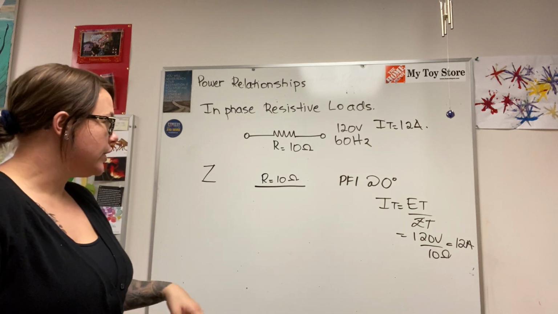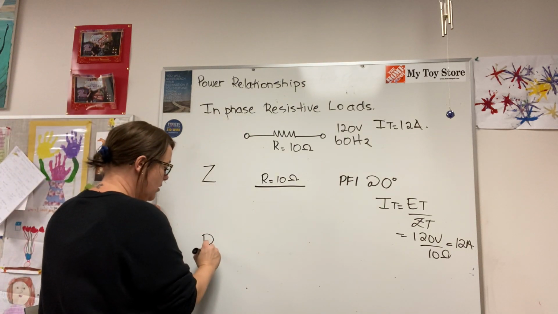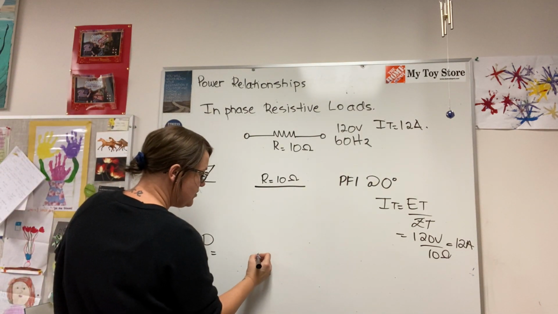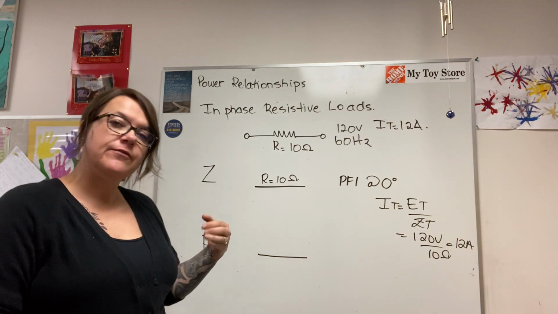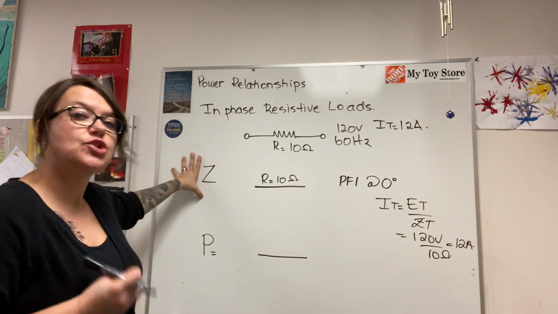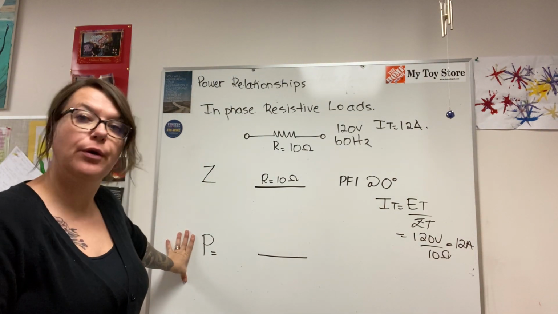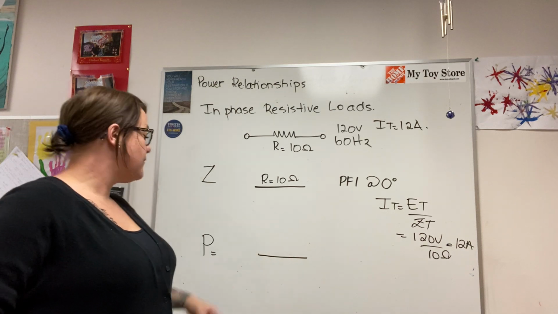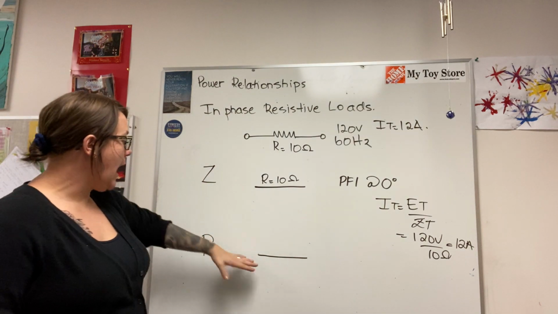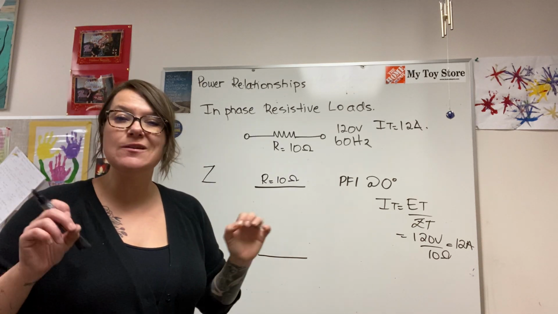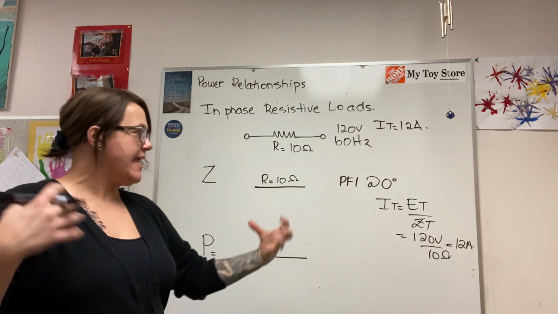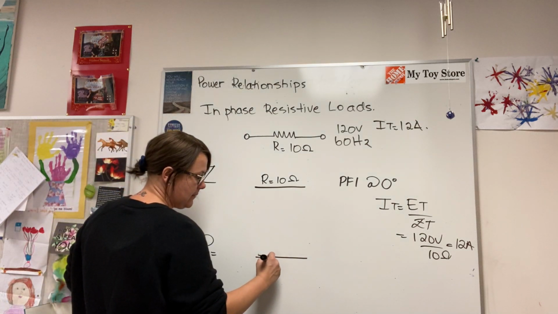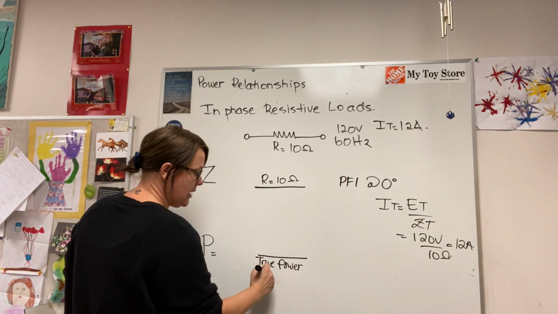Okay, if I want to solve my power or create a power triangle for this resistive load, I would draw a triangle just the same as I did for my impedance triangle, straight. Whatever the power factor is for an impedance triangle would be the same power factor for your power triangle. So a power factor of 1 at 0 degrees for my impedance triangle will be a power factor of 1 at 0 degrees for my power triangle. Now I want to figure out how much power is being dissipated from a resistor. Dissipated, the key word, is heat, which is what is produced from an in-phase resistive load. This is known as true power. True power is measured in watts.